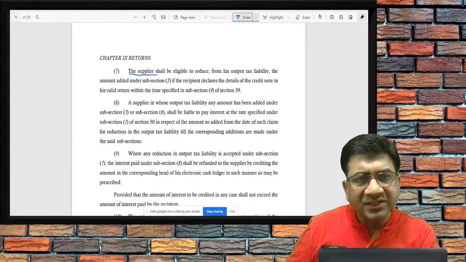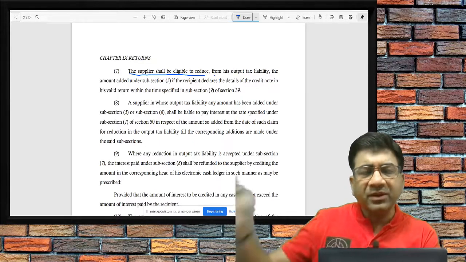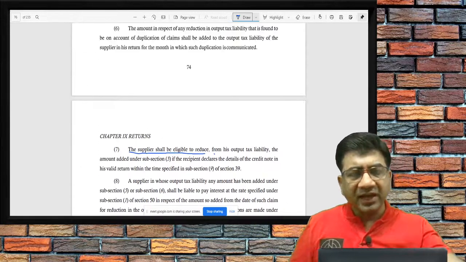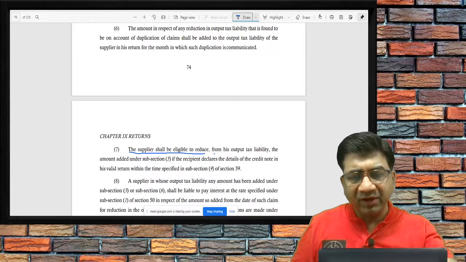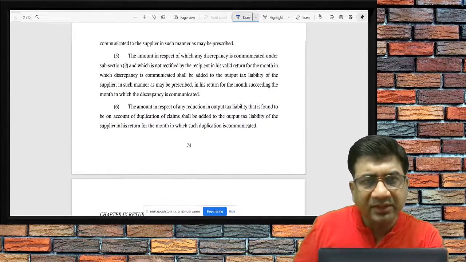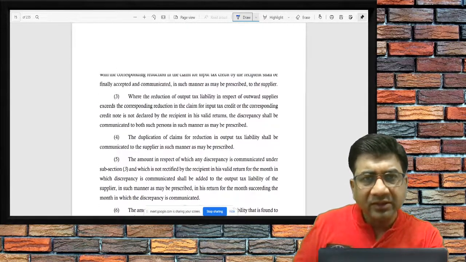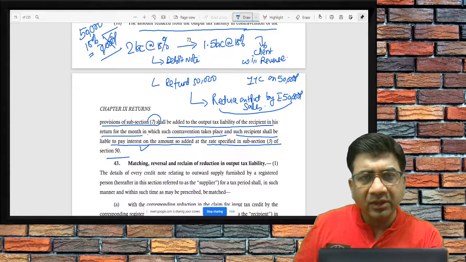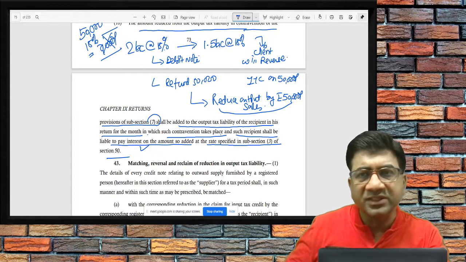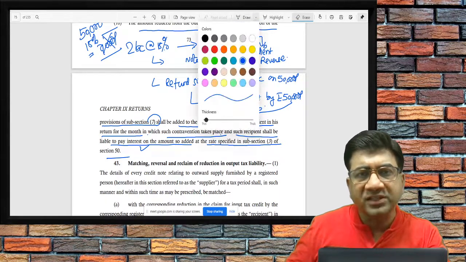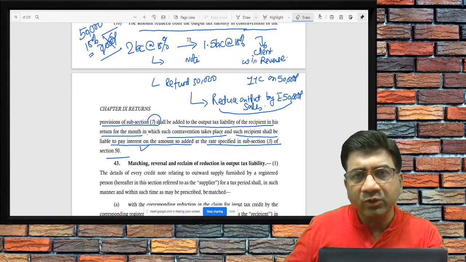The supplier shall be eligible to reduce from. अच्छा वहां पर हमने डेबिट नोट इशू कर दिया ना. I think we should, वहां पर हमने एक्सेस अमाउंट था, I think थोड़ी गड़बड़ी हो गई. हमने यहाँ पर क्रेडिट नोट इशू करना चाहिए था. हमने डेबिट नोट वर्ड दे दिया ना, क्योंकि हमने क्रेडिट नोट इशू करना चाहिए था. क्रेडिट नोट से मैं अपना आउटपुट टैक्स कम करूंगा ना. एक गलती हो गई थोड़ी सी.